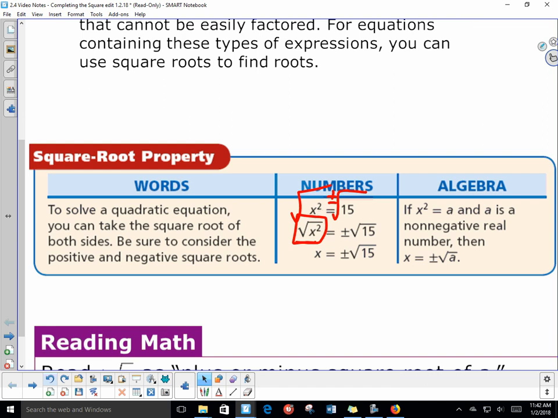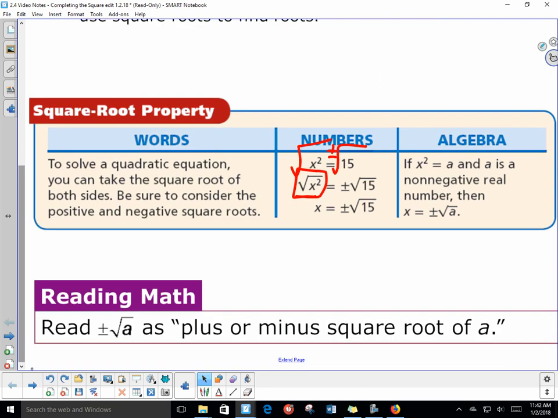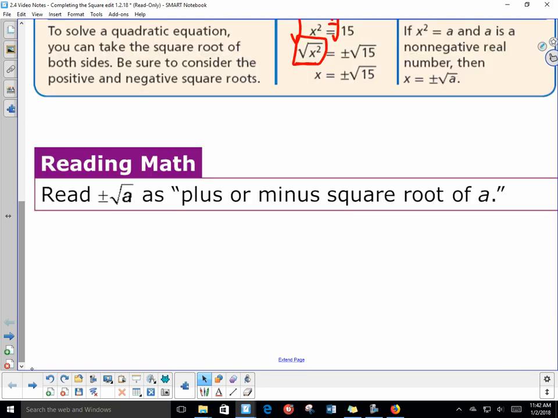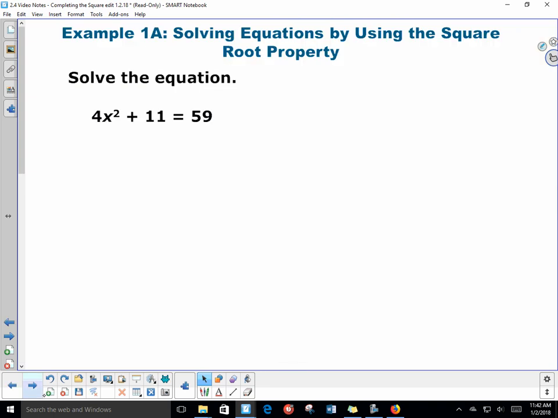If x squared equals a, and a is a non-negative real number, then you're going to have two solutions: positive square root of a and negative square root of a. All right? So we read this as plus or minus the square root of a when we see that symbol. All right, so let's take a look at this example. We are solving equations by using the square root property.